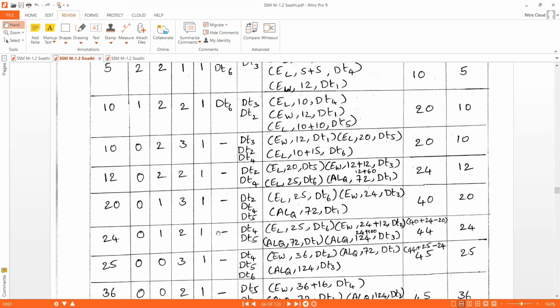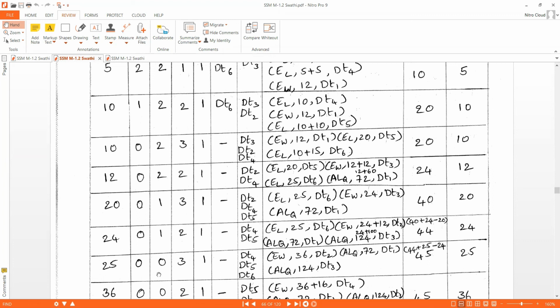The next future event is going to occur at simulation clock time 25. This is the least simulation clock time in the future event list. So by using this, we will advance the simulation clock from 24 to 25. At 25, the ending loading event of DT6 will occur. DT6 completes its loading.